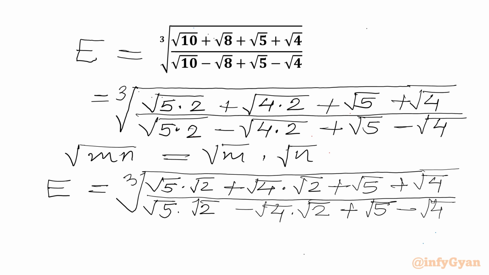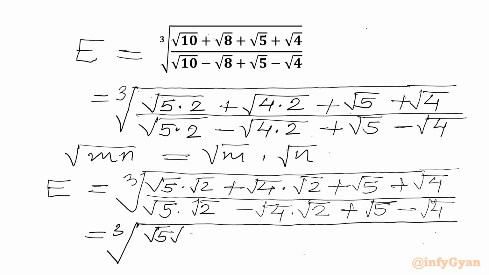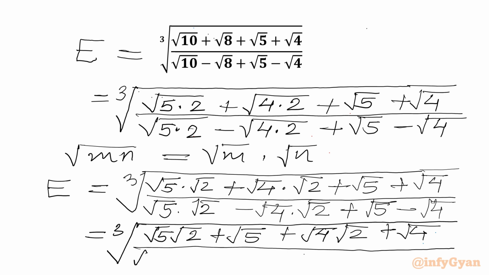Now I will consider the first and third term altogether, and the second and fourth term altogether, in the numerator and denominator. So I can write the cube root of root 5 times root 2 plus root 5, plus root 4 times root 2 plus root 4, over root 5 times root 2 plus root 5, minus root 4 times root 2, minus root 4.